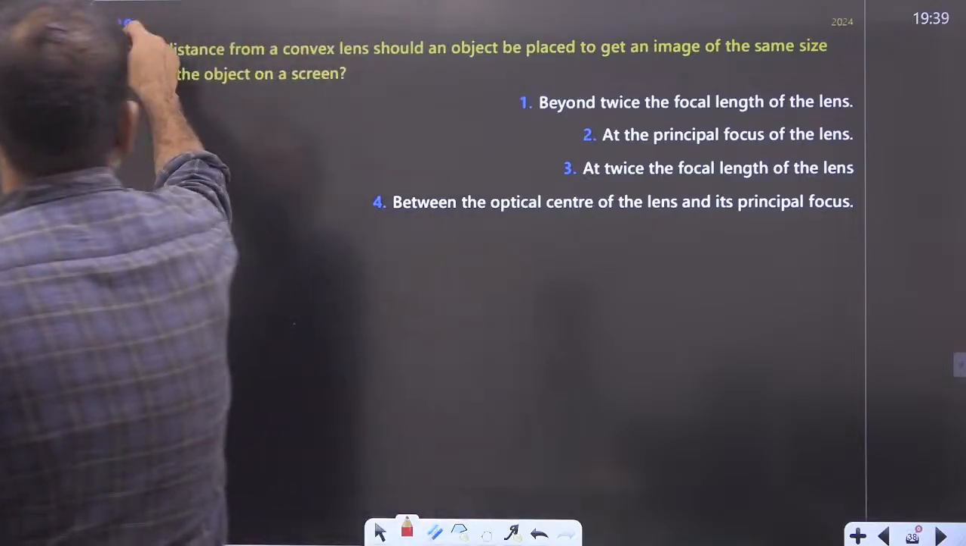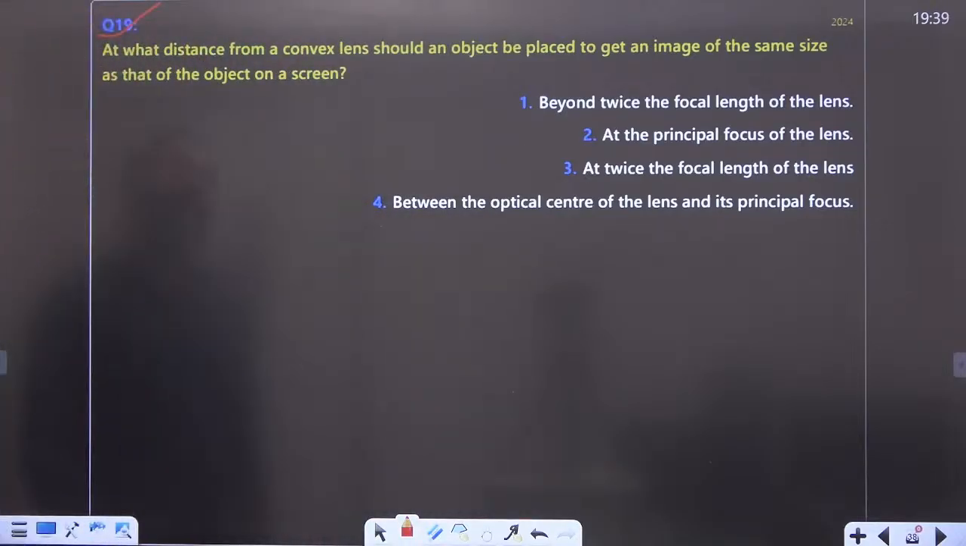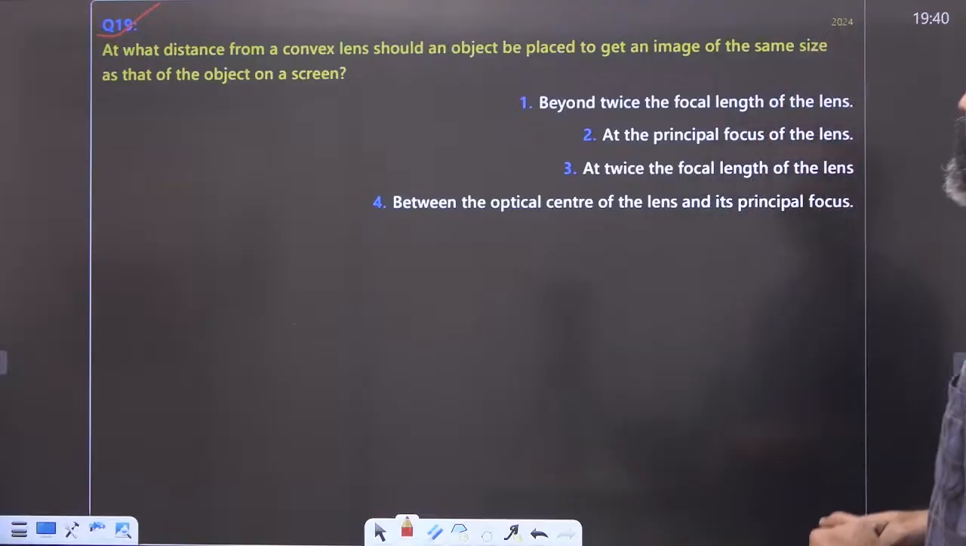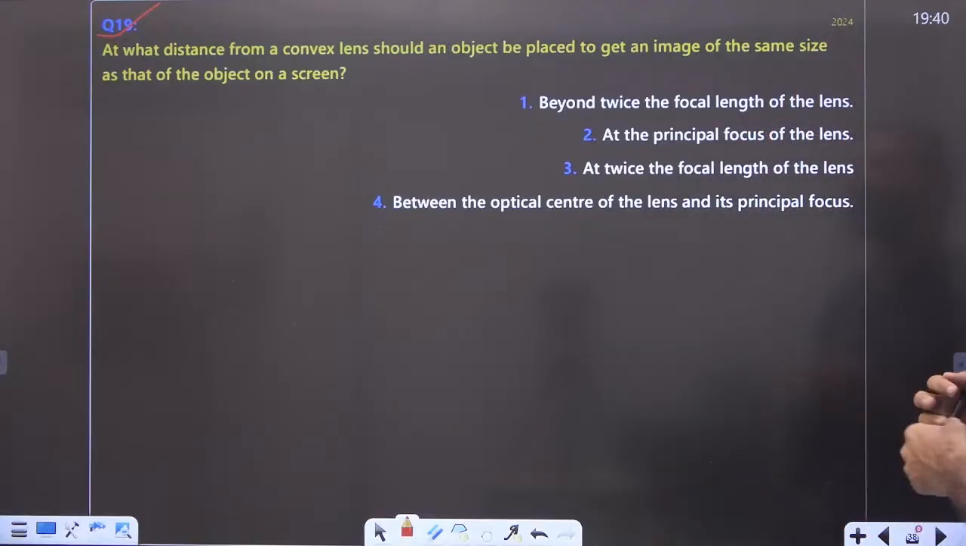At what distance from a convex lens should an object be placed to get an image of the same size as that of the object on the screen? Options: beyond twice the focal length of the lens, at the principal focus of the lens, at twice the focal length of the lens, between optical center of the lens and its principal focus.